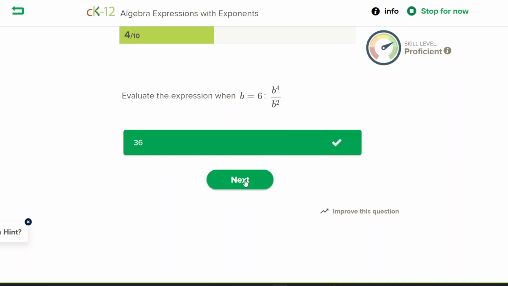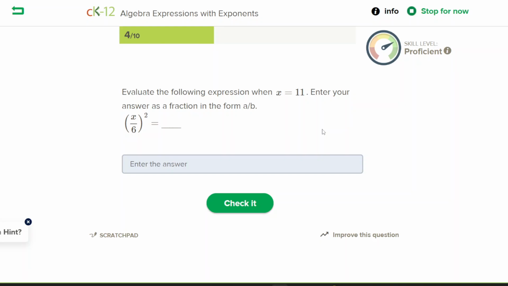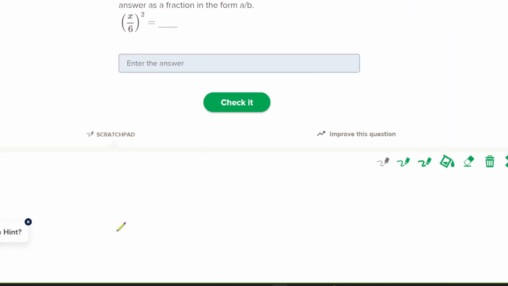All right, so the final example I'm going to do in this video is another one involving exponents. It says evaluate the following expression when x is 11. Enter your answer as a fraction, a over b. So we have the quantity, this fraction, x over 6, x divided by 6 in parentheses here, and this is being raised to the second power. So remember what that means, right?